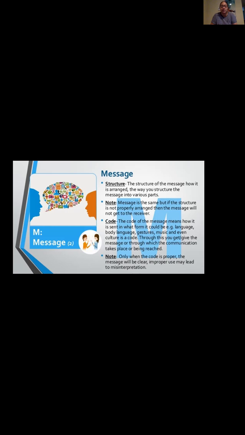It needs to be case sensitive, but also professional, where it can be thoroughly received by the person you are talking to. The code of the message means how it is sent and what form it could be. Language, body language, gestures, music, even culture is a code. Through this, you get or give the message, or through which the communication takes place or is reached.